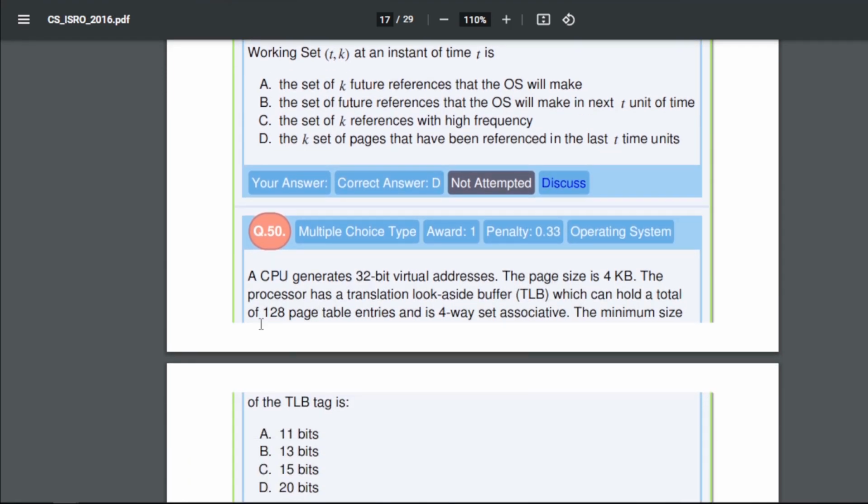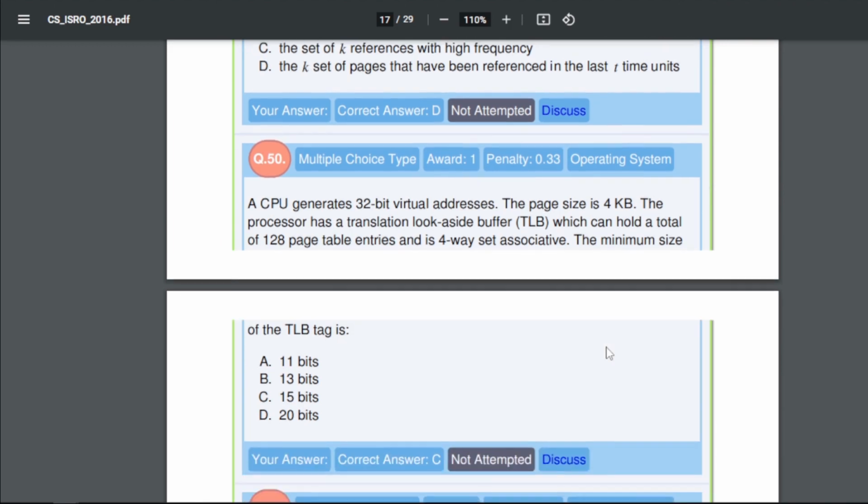Question number 50: a CPU generates 32-bit virtual addresses. The page size is 4 KB. The processor has a translation lookaside buffer, TLB, which can hold a total of 128 page table entries and is 4-way set associative. The minimum size of the TLB tag is what? For 50 our answer will be C, that is 15 bits.